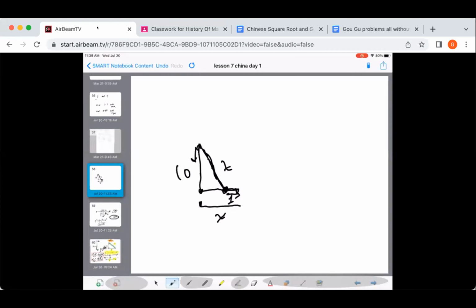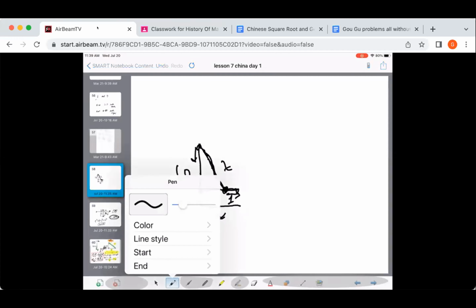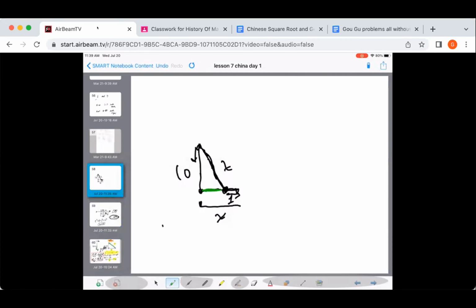Which means that this portion, which I'm going to make green, would be x minus 1, because this whole thing is x. This is the pole after, and this was the pole before. So the pole is x both times, but they're telling us that the pole ended up on the ground when we pulled it back just 1 foot. If this is x and this is 1, this is x minus 1, and there's our triangle.